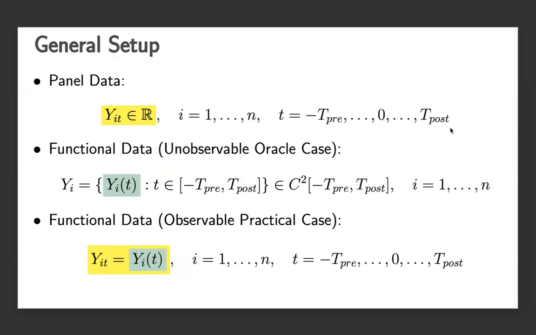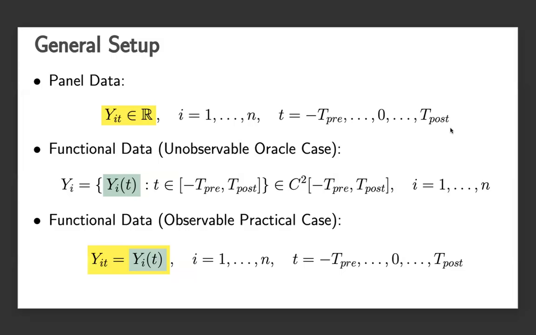The first case is called the oracle case. In the oracle case, we not only consider the time to be continuous, but we also consider the Yi to be completely observed over all t, over the continuous t. However, in practice, it is never the case, because even though we can still consider t to be continuous, we can only observe it at discrete time points.